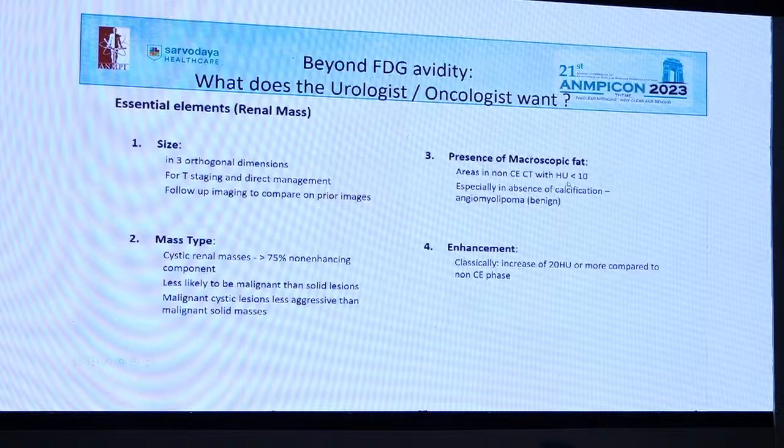The macroscopic fat: these are areas in the non-contrast CT that must be measured at less than 10 Hounsfield units. If there is macroscopic fat, then most likely we are seeing an angiomyolipoma. And again, the fourth important or essential element of our report should be the enhancement of the mass. Basically, an increase of more than 20 Hounsfield units is considered positive for enhancement, and ideally the number should be mentioned.